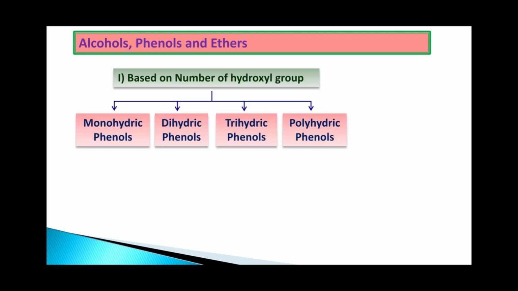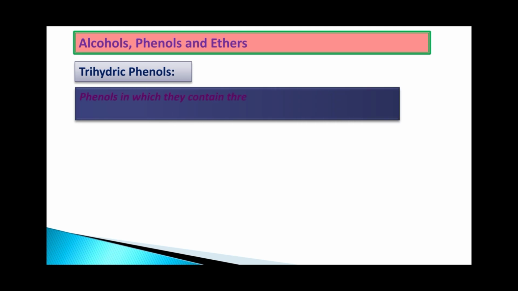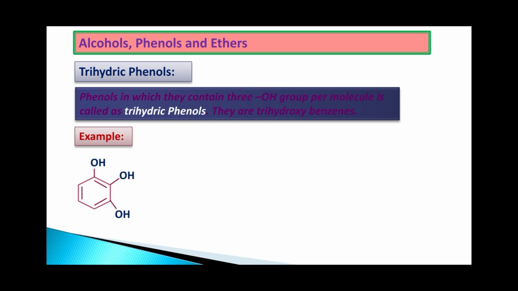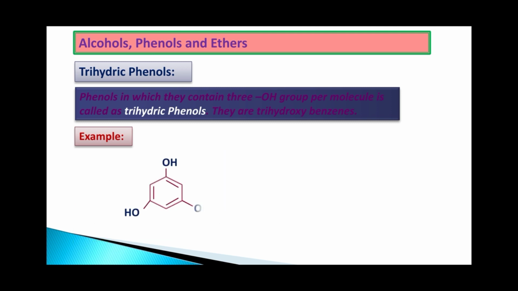Now we will go for the third classification, that is trihydric phenols, which contain 3 OH groups per molecule. That is, phenols which contain 3 OH groups per molecule are called trihydric phenols. They are also called trihydroxybenzenes. Example: 3 OH are present at 1, 2, 3 positions. The name is benzene 1,2,3-triol, or the common name is pyrogallol. If 3 OH are present at 1, 2, 4 positions, that is benzene 1,2,4-triol, that is hydroxyquinol. And if 3 OH are present at 1, 3, 5 positions, that is called phloroglucinol. These are some of the simple examples.